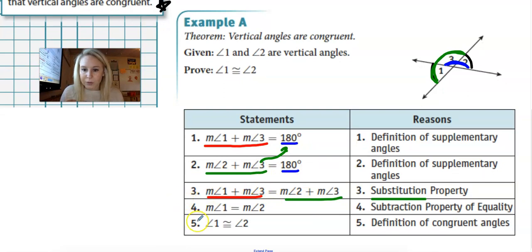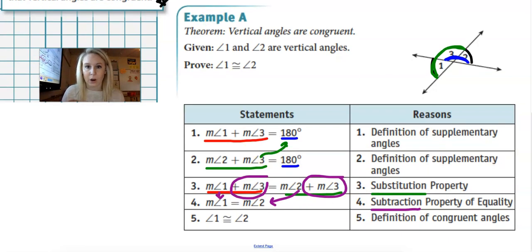What happened from 3 to 4? So I'm going to color code this again. So notice 1 dropped down, 2 dropped down, and then all of a sudden the 3's disappeared. So to get rid of the angle 3's, they subtracted angle 3 from both sides. So that'd be subtraction property of equality. And then the only thing that happened from 4 to 5 is they got rid of the m, and that equal sign became a congruent sign. Okay, and that is something new that we've not learned. It's called definition of congruent angles. So what that says is if they're equal, then I know they're congruent.